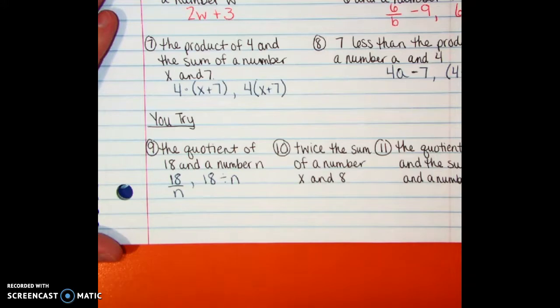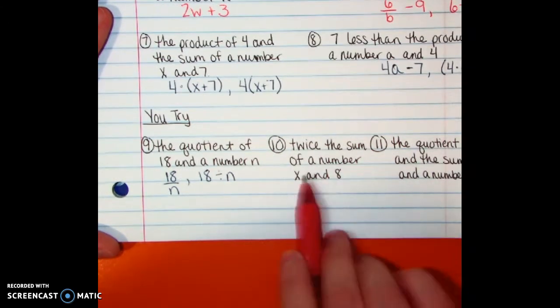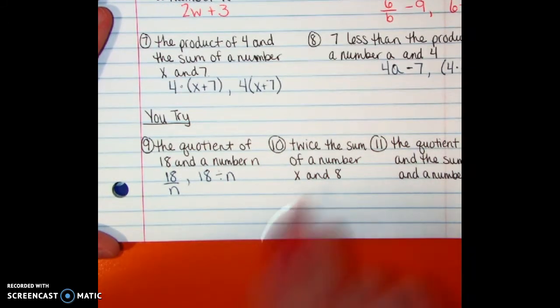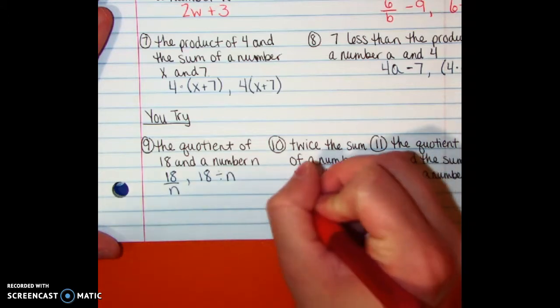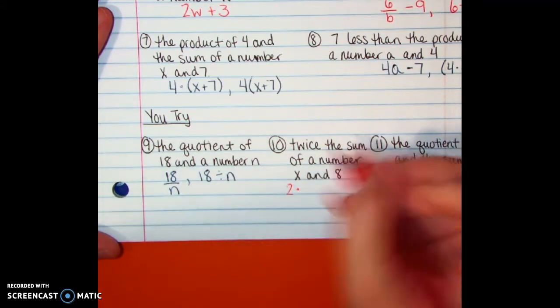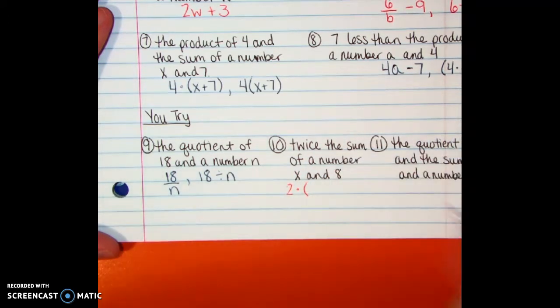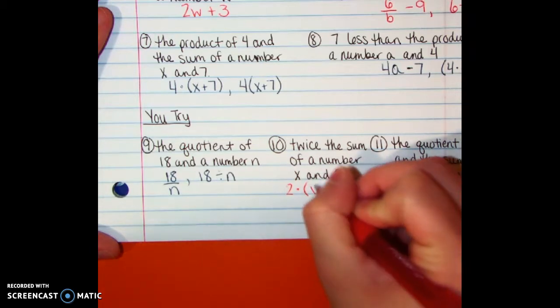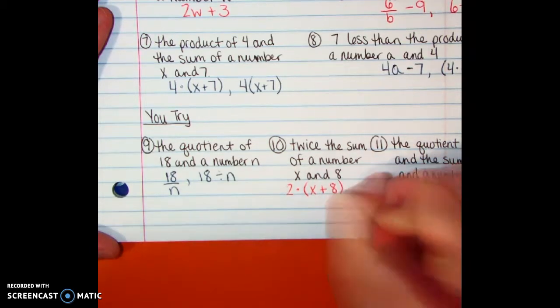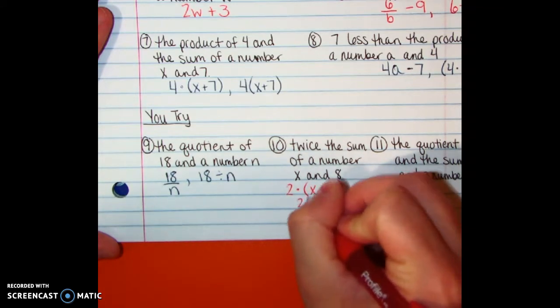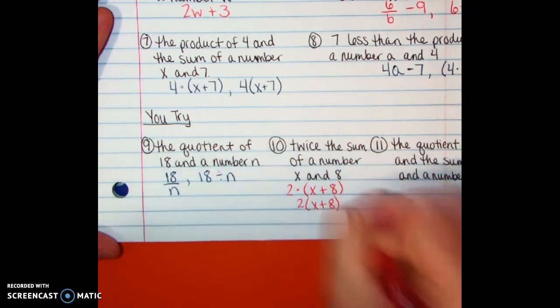Now go ahead and try number 10. This one is twice the sum of a number x and 8. Twice means I'm multiplying by 2. And then the sum needs to be inside parentheses. Sum means I'm adding, so x plus 8. You could also have just 2 times, x plus 8, in parentheses like that.